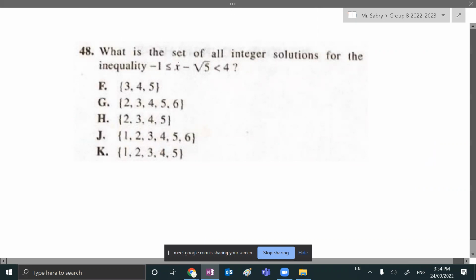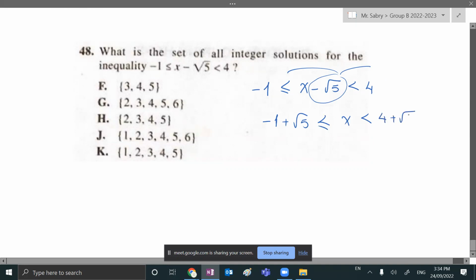So anyway, they're asking what's the set of all integer solutions for this inequality? That's a normal inequality that's written right there for you. If you need to find the value of x, you should just move everything around the x to the other side. But we have two different sides here, so we should move this negative root 5 to both sides by addition. So I should have negative 1 plus root 5, then x, and then 4 plus root 5. Please calculate this on a calculator.